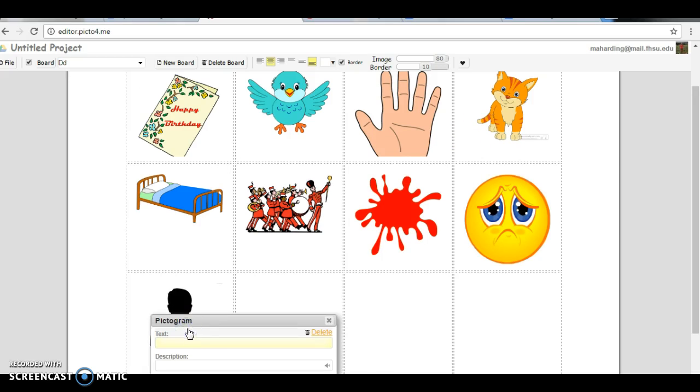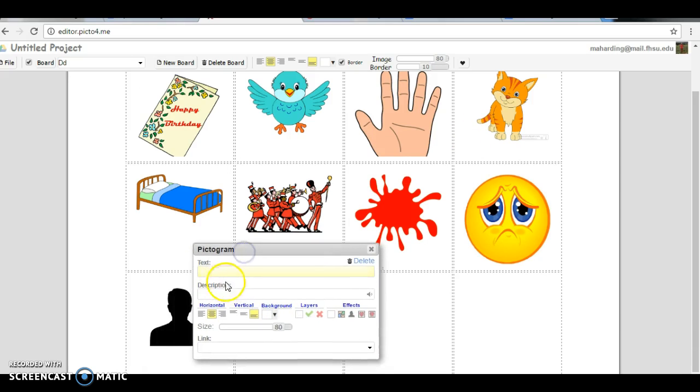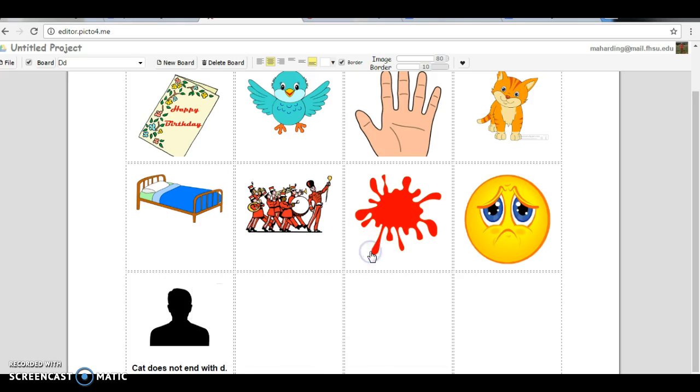Then when I click on that picture, it gives me a place where I can type my message to my friend, so that they know what they could have changed with their board. I'm going to write, cat does not end with D. I've got my complete sentence with a capital C and a period at the end. I click X, and then I left a message for my friend. They know what they could have fixed, and they can see my picture so they know that is from me.